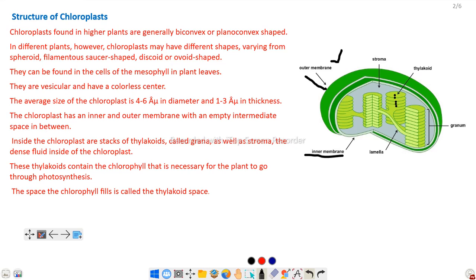As well as stroma, the dense fluid inside the chloroplast. These blue color dense fluids are the stroma here. And these stacks of thylakoid are called grana. These thylakoids contain the chlorophyll that is necessary for the plant to produce carbohydrate food material by the process of photosynthesis. The space inside the thylakoid is called thylakoid space.